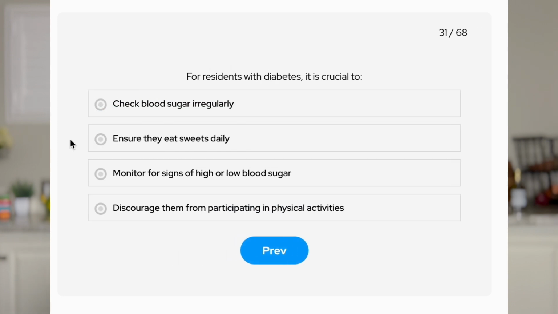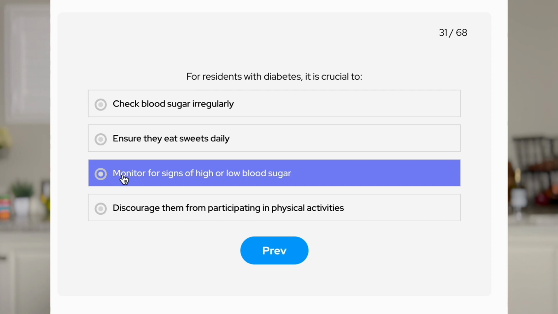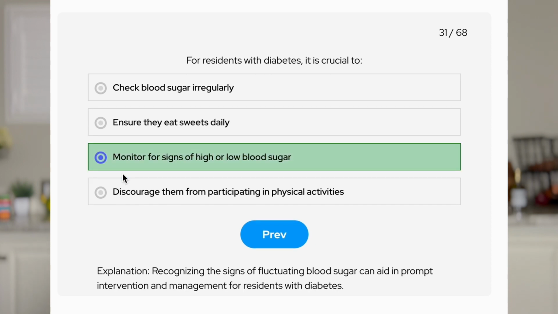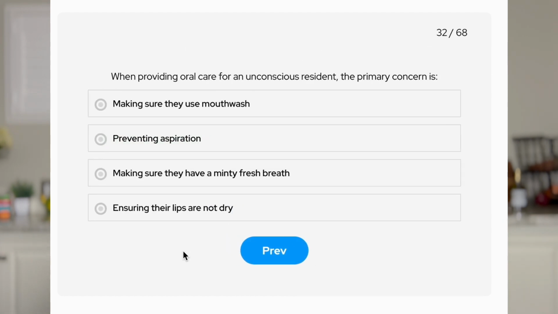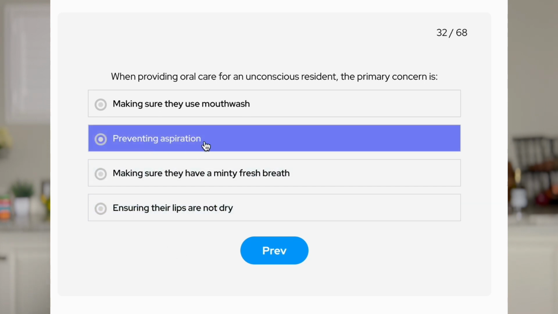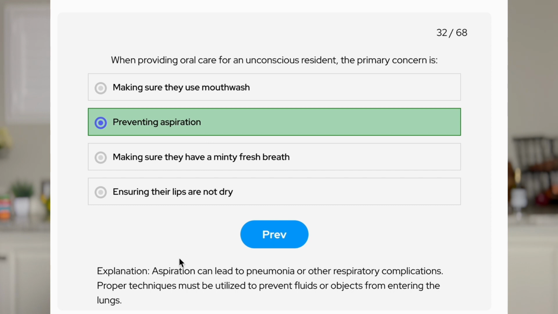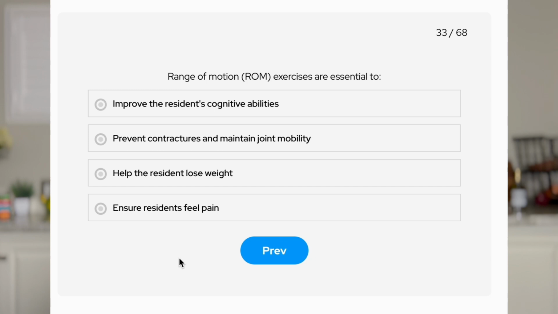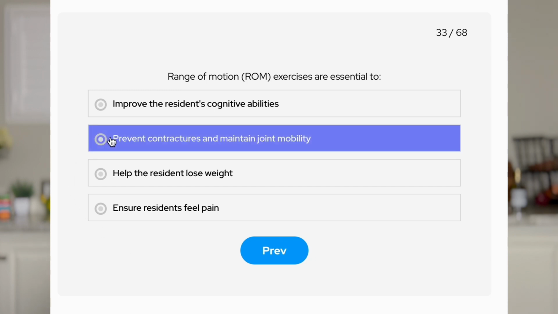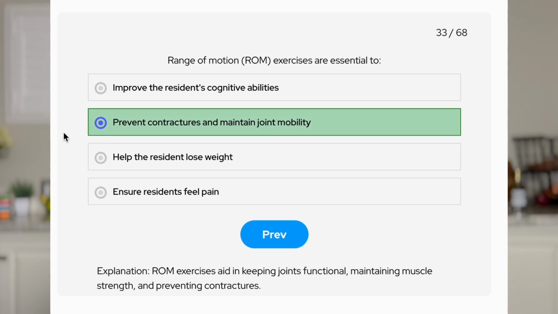For residents with diabetes, it is crucial to monitor for signs of high or low blood sugar. When providing oral care for an unconscious resident, the primary concern is preventing aspiration. Range of motion exercises are essential to prevent contractures and maintain joint mobility.